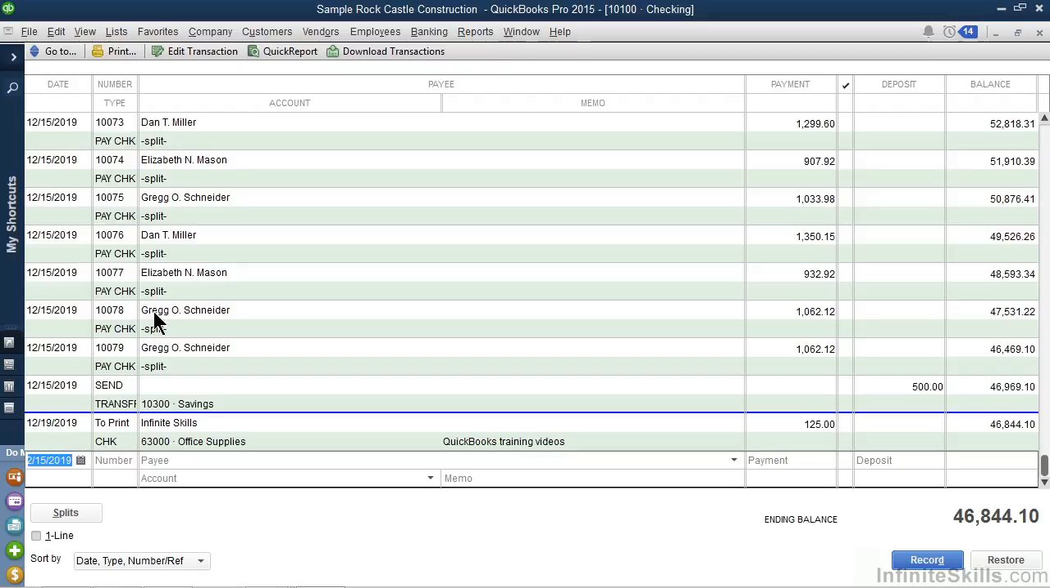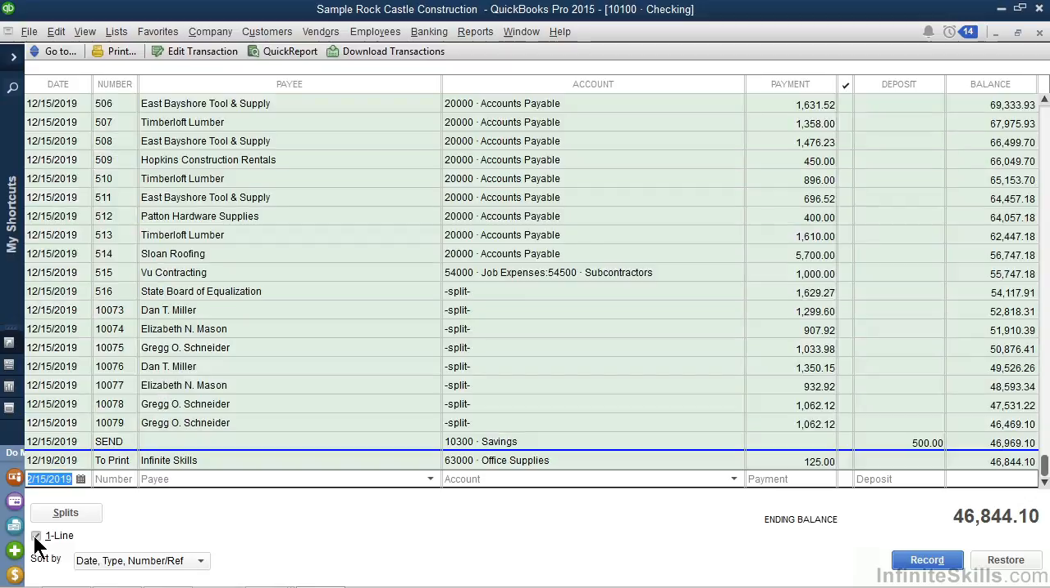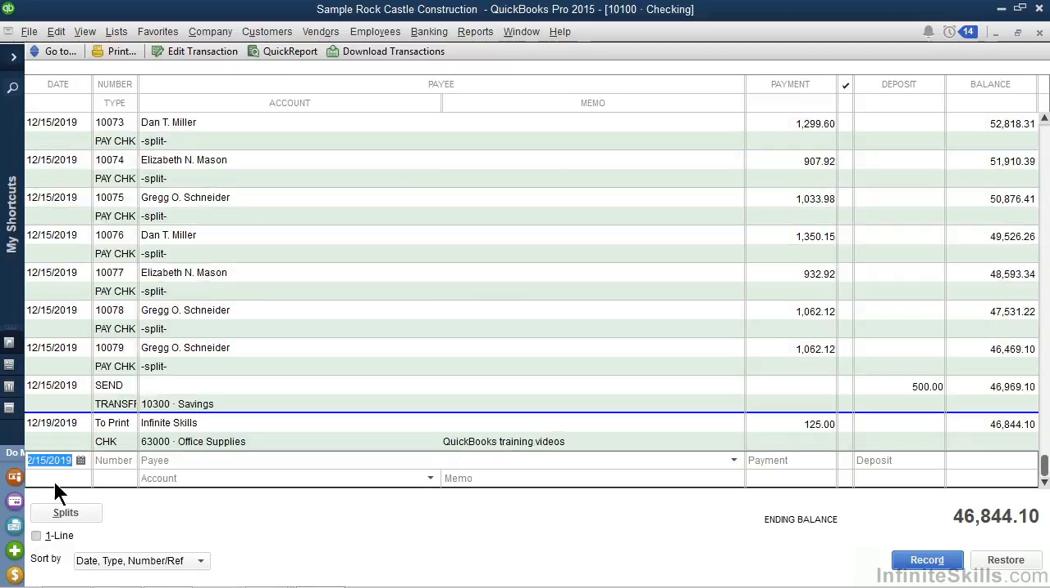However, at the bottom left of the screen, we do have a checkbox that gives us the option to simplify and compress the register by making it a one-line register. If we check the box, everything condenses down and is now shown on one line. If we remove the check mark, then it goes back to the traditional 2 lines. For our purposes, we're going to go ahead and keep it at the 2-line register.